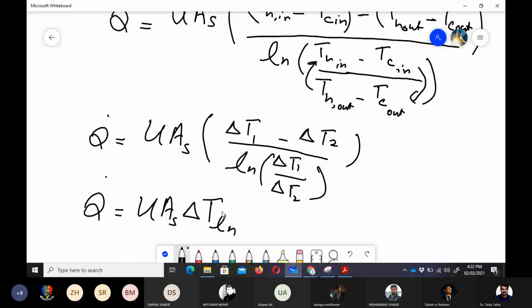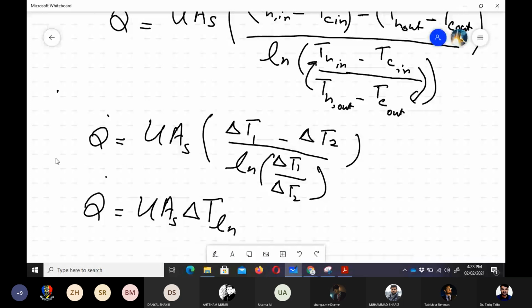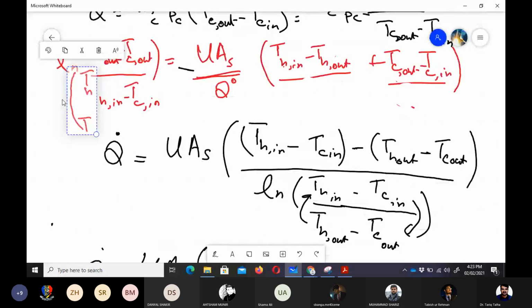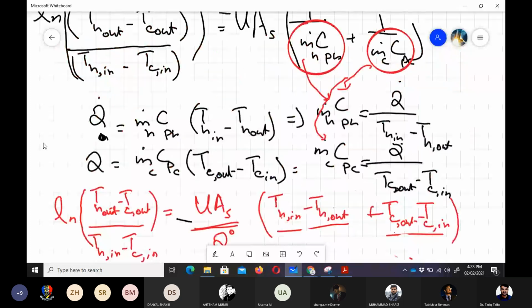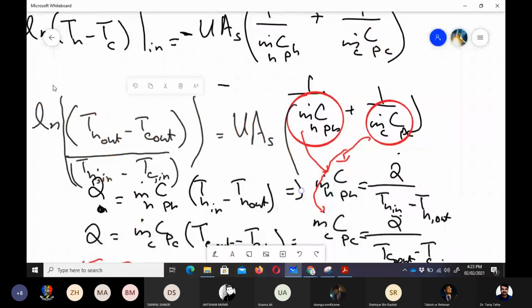So in the counter flow arrangement, what would be the difference? Let me go to the figure. It's taking some time.